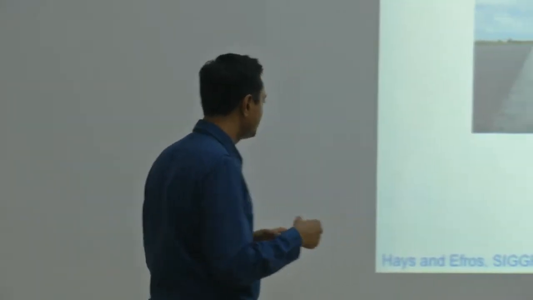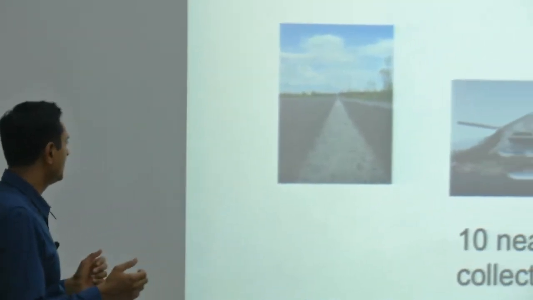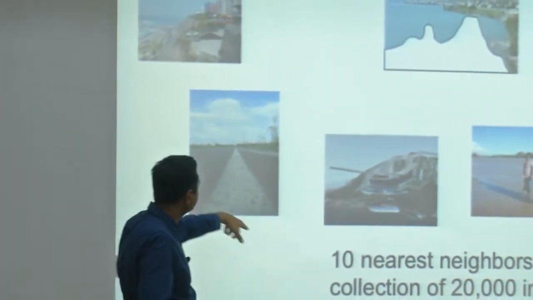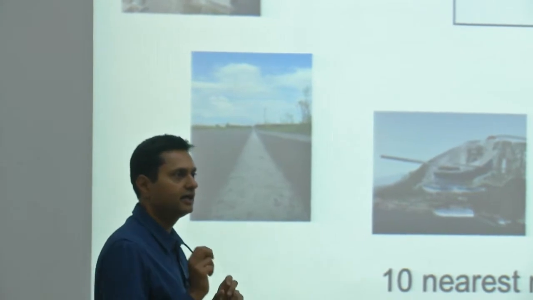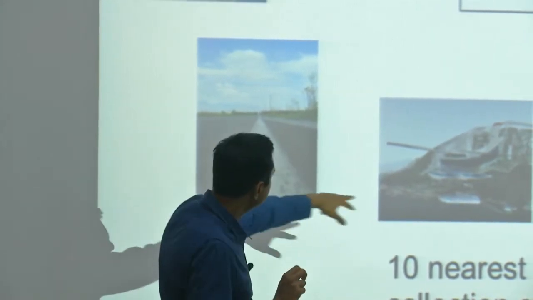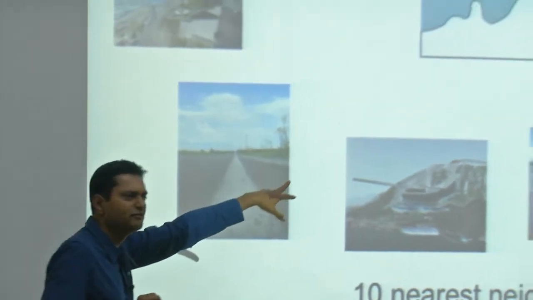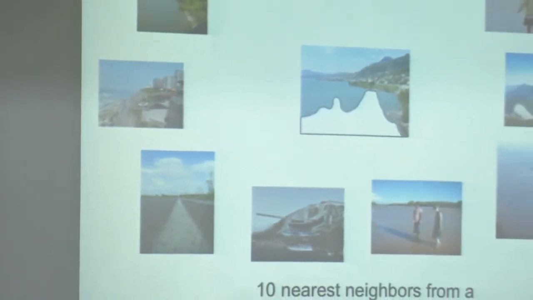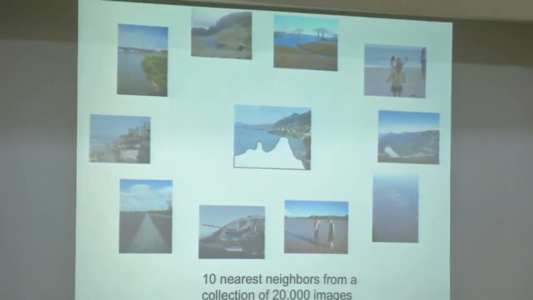And just to illustrate this, suppose Flickr has billions of images, but suppose I only take 20,000 of those images, and I take my image and try to find the 10 nearest neighbors to that. You can see that these are the pictures that I get, and these don't look that similar to the image that you care about.